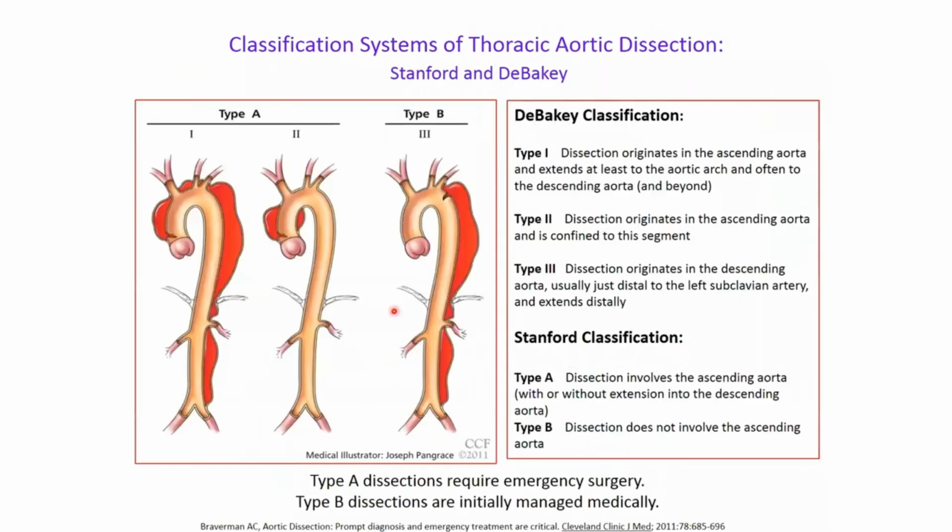When we think about aortic dissections, we want to know what's the onset or origin, and where's the location of the dissection. It's classified as type A when the ascending aorta is involved, and type B when the ascending aorta is not involved. Or in the DeBakey classification, type 1 involves the entire aorta from ascending to descending, type 2 is just ascending, and type 3 is the descending aorta alone. Again, it's important to know that ascending aortic involvement, or type A, is treated with emergency surgery, whereas type B dissections are initially managed medically.